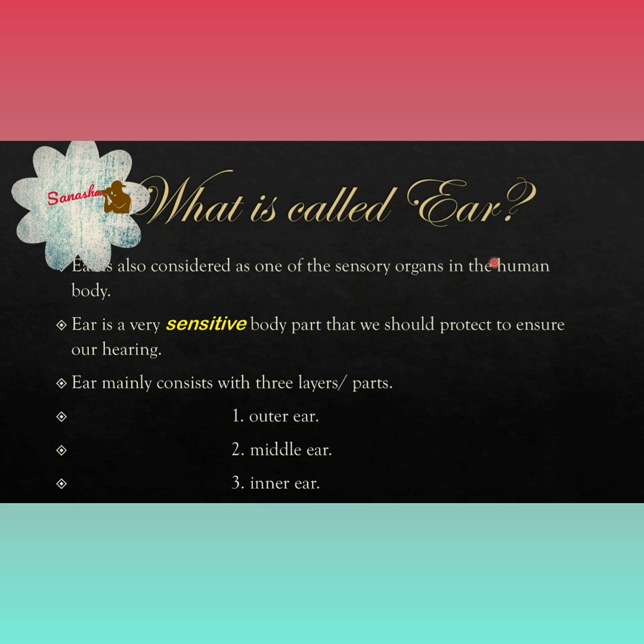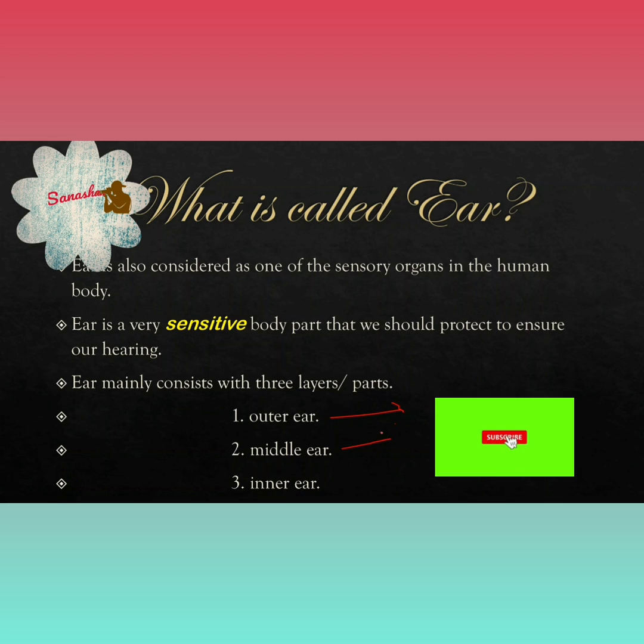The main thing that you should know about the ear is that it is considered a main sensory organ, like the eye. So the ear is very sensitive like the eye, and it is the body part that you should mainly protect to ensure our hearing. The ear mainly consists of 3 parts: outer ear, middle ear and inner ear.